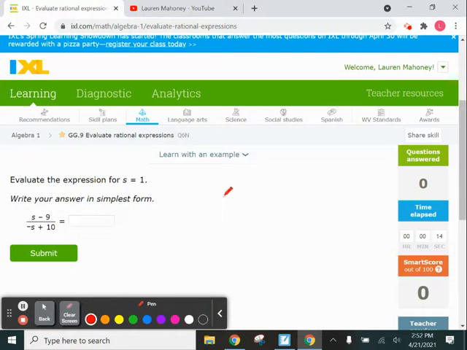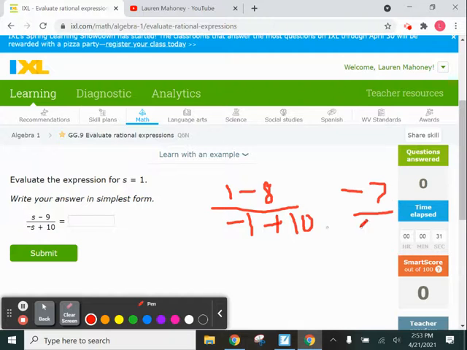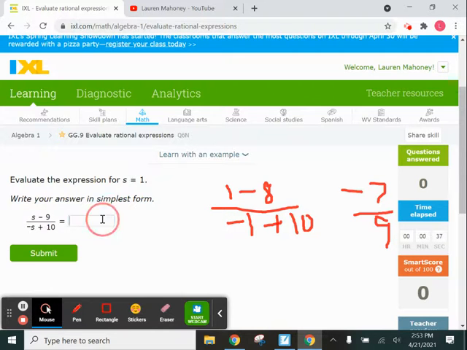So this is now going to become 1 minus 8 on the top. On the bottom, it is going to be negative 1 plus 10. Well, 1 minus 8 is negative 7. Negative 1 plus 10 is 9. Negative 7 over 9, that fraction does not reduce at all. So my final answer is going to be negative 7 divided by 9.